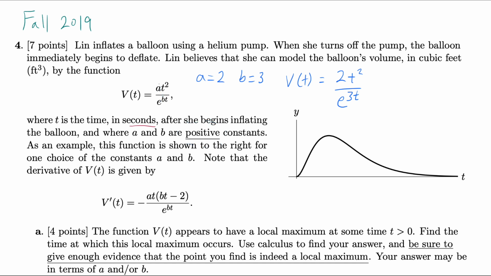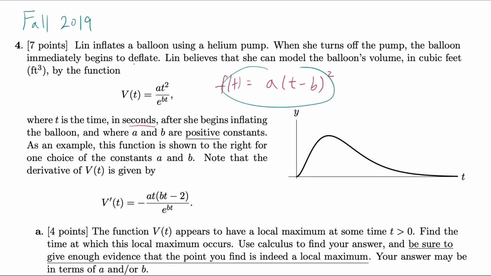But the reason we care about a and b is because as a and b change, that's going to qualitatively affect the behavior of the function. So just to take maybe a simpler example, you can consider something like f of t is a times (t minus b) squared. So this is a completely different function with parameters. Here a and b are parameters and t is the variable.